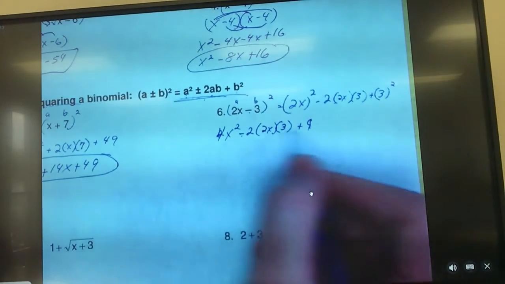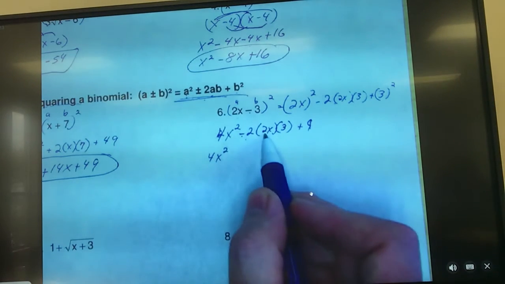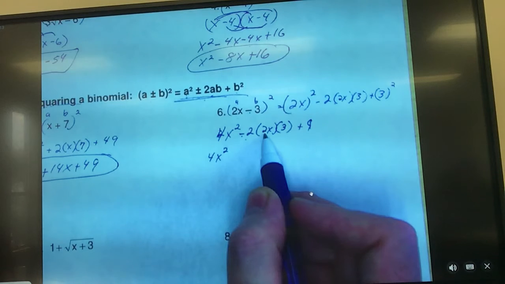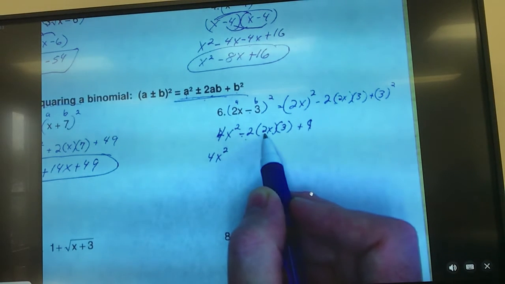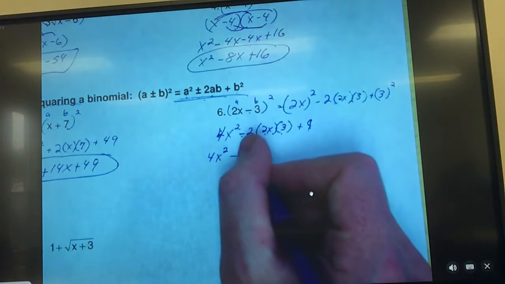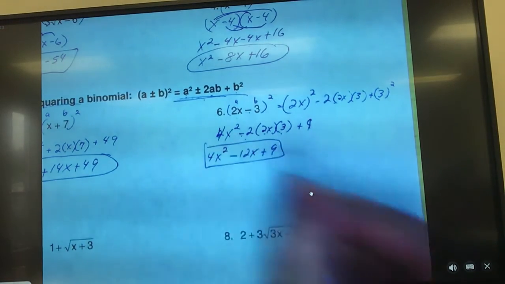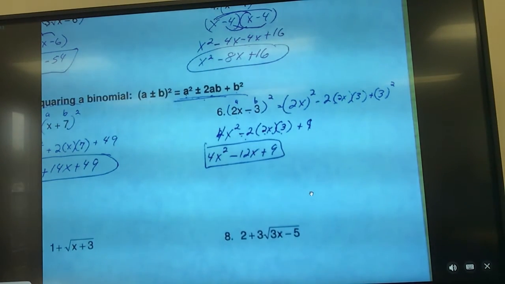Alright, so let's clean it up. I got 4x squared, yes? Negative 2 times 2x is? That'd be negative 4x, right? Times 3? Negative 12x. And then I had a plus 9. Nothing I can do with them. They're not like terms. That's it. That's how they're done.